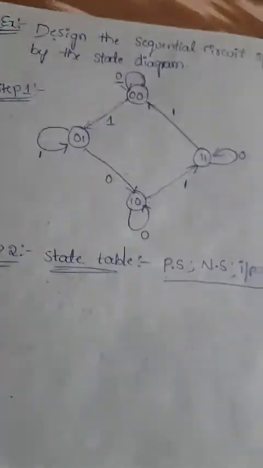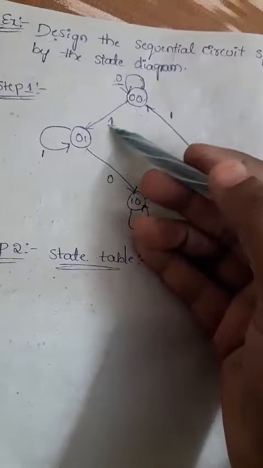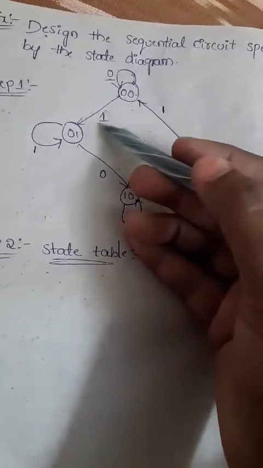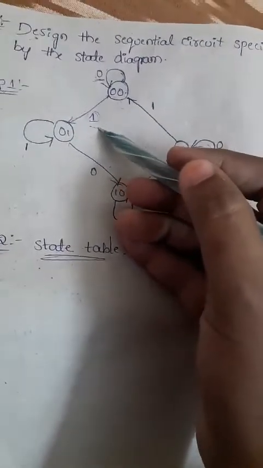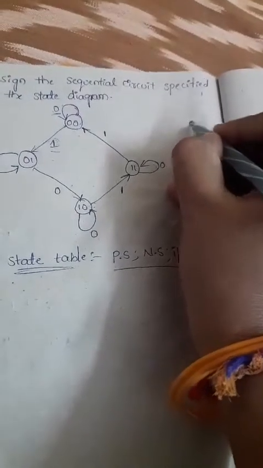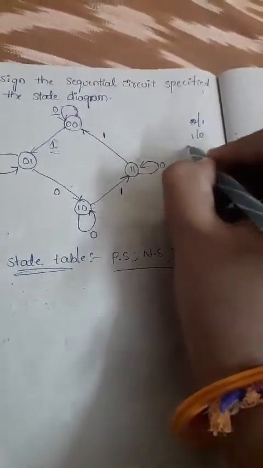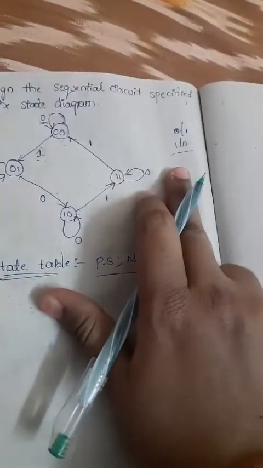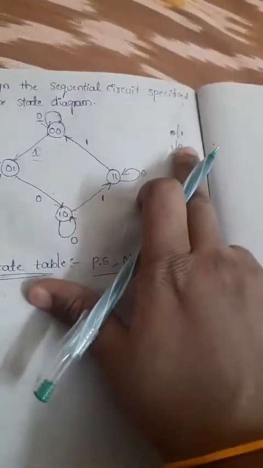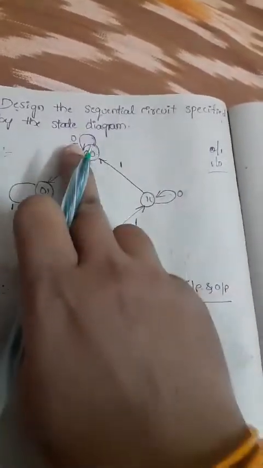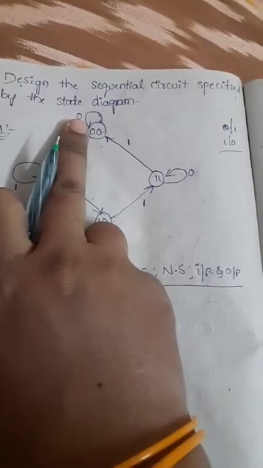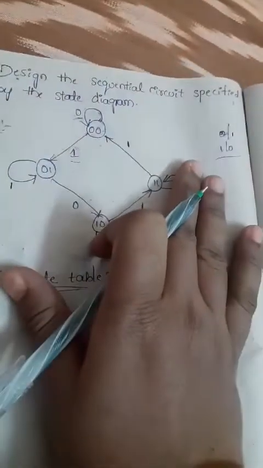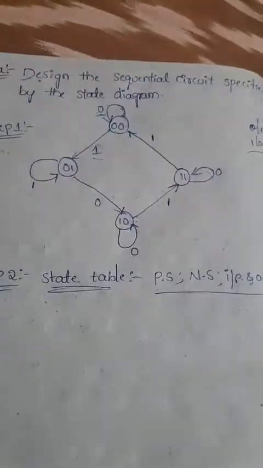Above the transition line or directed line, whatever information we have may consist of 2 values, like 0 slash 1 or 1 slash 0. If you are having 2 values, then we can say that one is input and the other one is output. But in this state diagram the directed line is indicated with only a single value, which we consider directly as input only. There is no output path here. Remember that one.